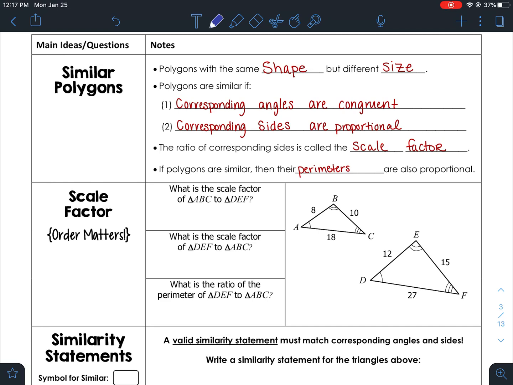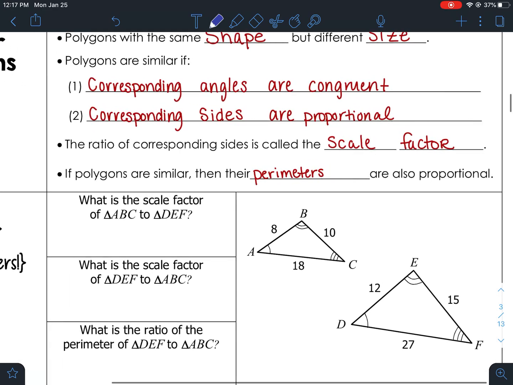Now, how do we know if polygons are similar? Well, there's two different ways. One is that we can look at their corresponding angles, meaning angles that are related to each other, and we have to see, are those angles congruent or equal? Another way that we can do this is that we can talk about our corresponding sides and are those proportional, and you'll see how we'll talk about that in a minute.